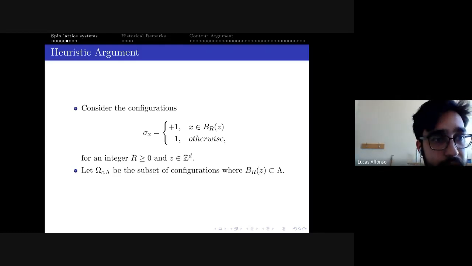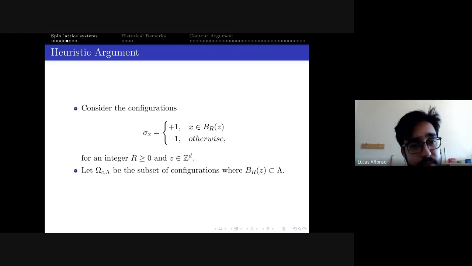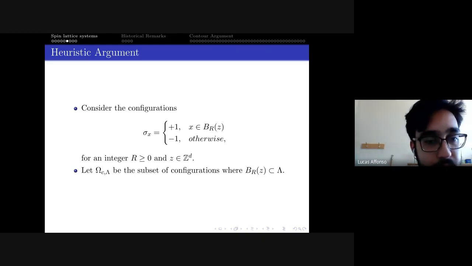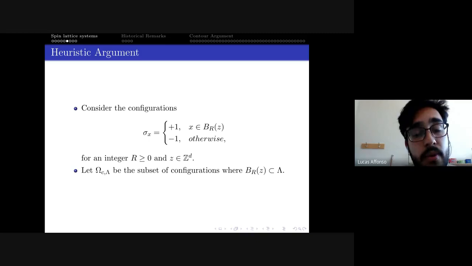For the phase transition, I would like to give a rough idea of the arguments about our results. So first, let us consider these, let's say, easier configurations that are given by the sigma_x that you are seeing now. They are something like this. You have a sea of minus spins, and only one ball of radius r centered at some lattice point z, where all the spins are plus. So you only have, let's say, bubbles of plus spins inside the minus configuration.